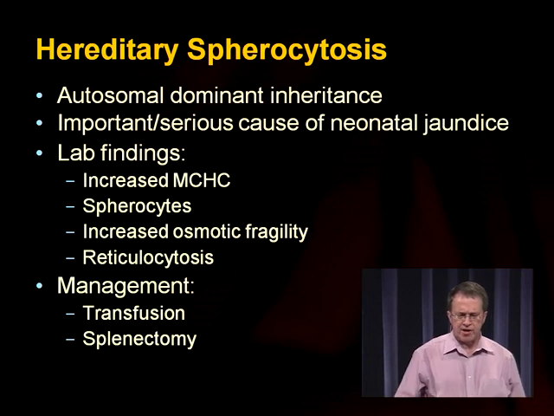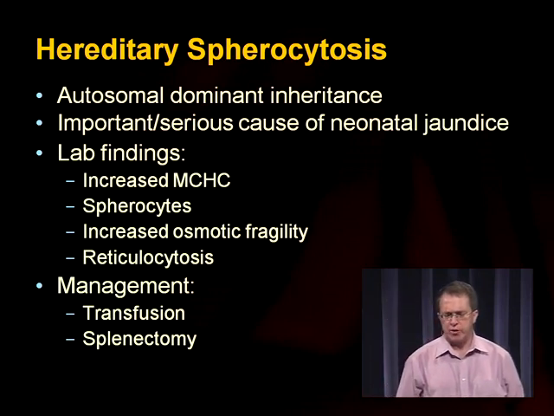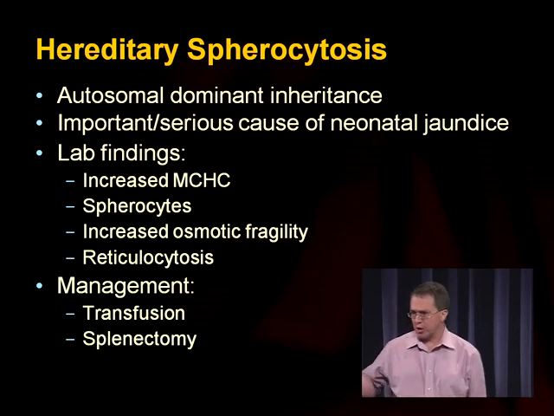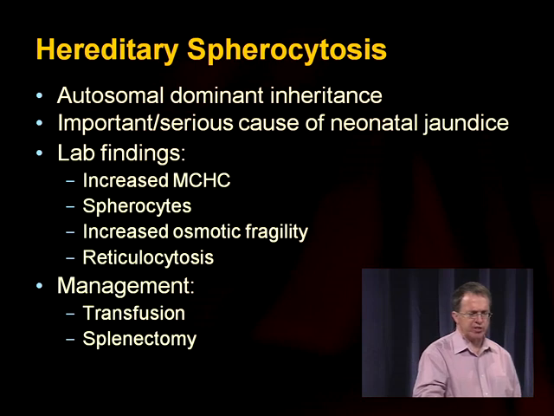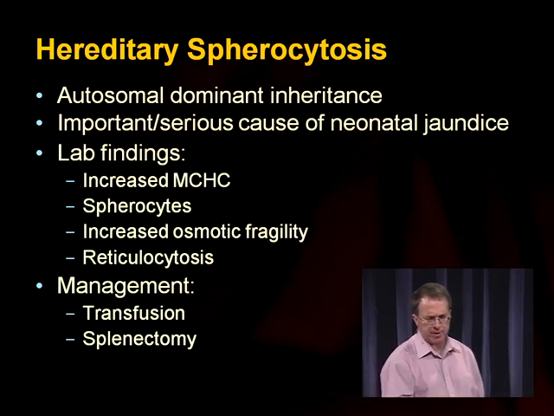So hereditary spherocytosis is an autosomal dominant inheritance pattern. It is an important, serious cause of neonatal jaundice. You're going to see spherocytes, increased osmotic fragility. It's a hemolytic anemia, right? Cells are dying, so the bone marrow is going to respond, and you're going to have a reticulocytosis. It's going to be managed by transfusion where needed. And if you have continued problems, it's managed by splenectomy.